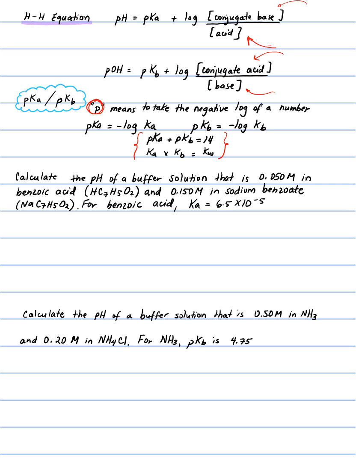Some other equations I have listed there. Your pKa plus your pKb equals 14. This is something similar to pH plus pOH equals 14. Ka times Kb equals Kw, which is the equilibrium constant for your autoionization of water, 1 times 10 to the minus 14 at room temperature.